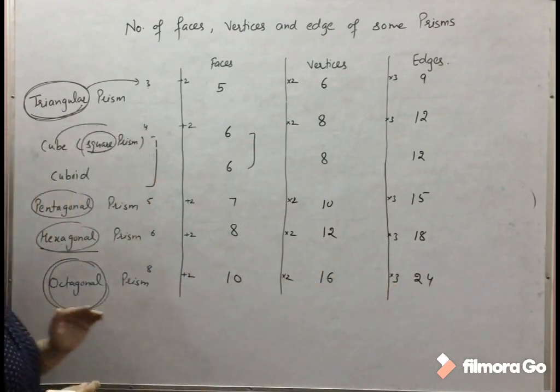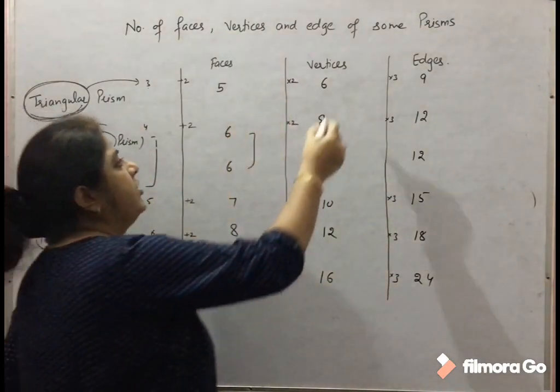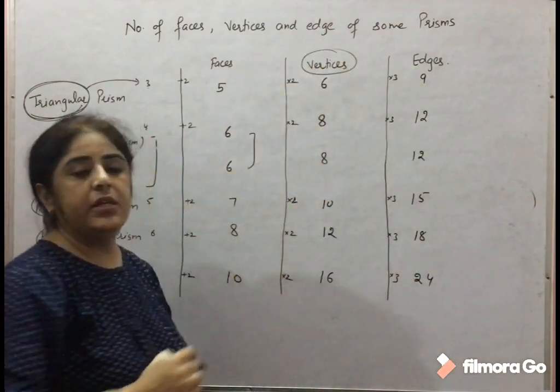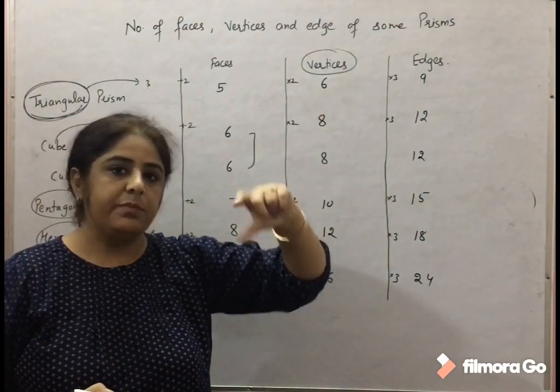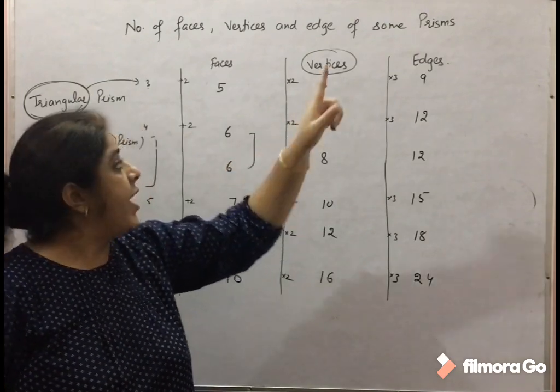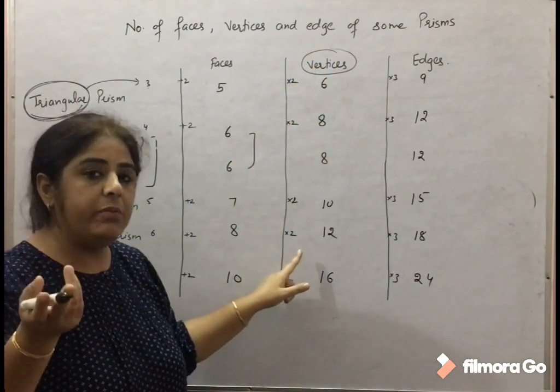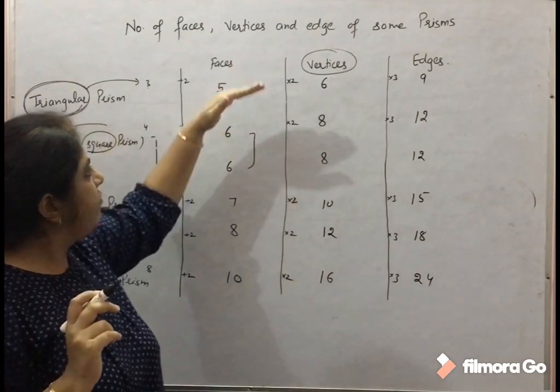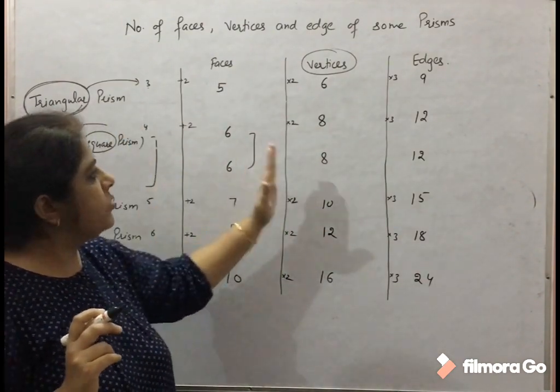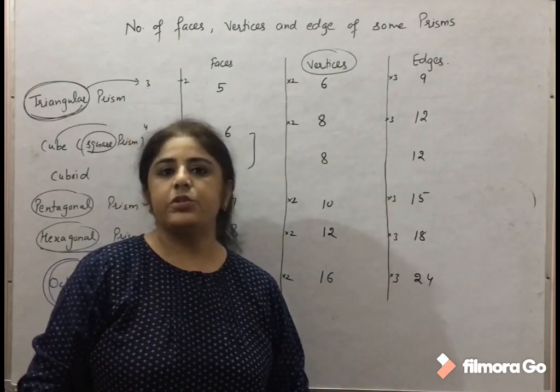So if I talk about how many vertices for the septagonal? Septagonal means a 7-sided polygon at the top. And how many vertices? We will multiply it by 2. So how many would it be? 14. So in this way we will find out faces, vertices and edges of any prism.